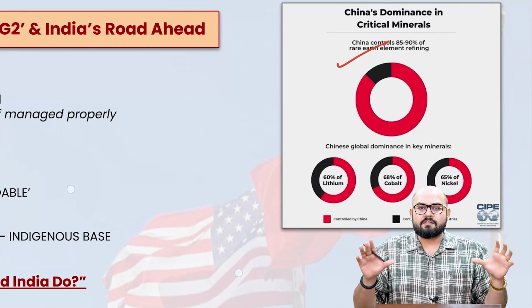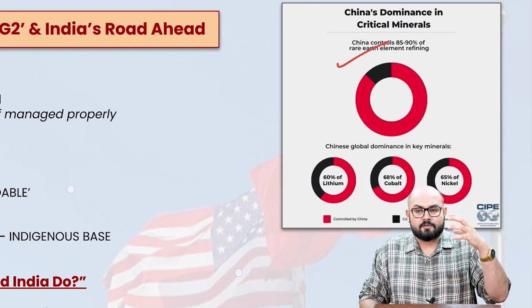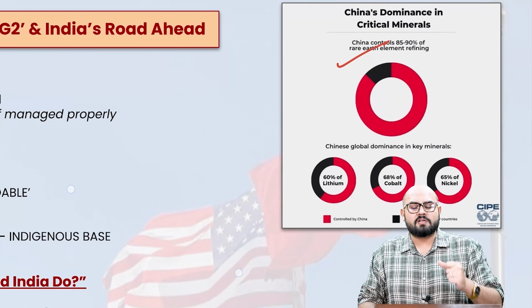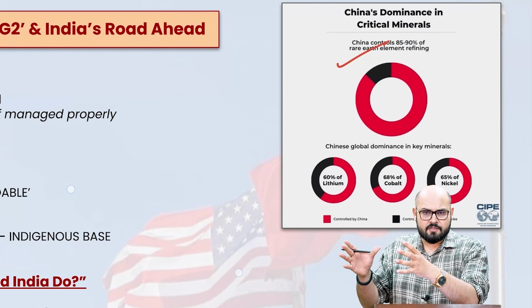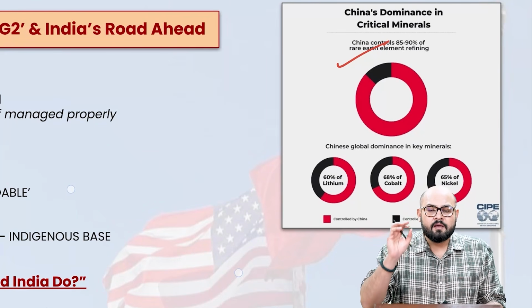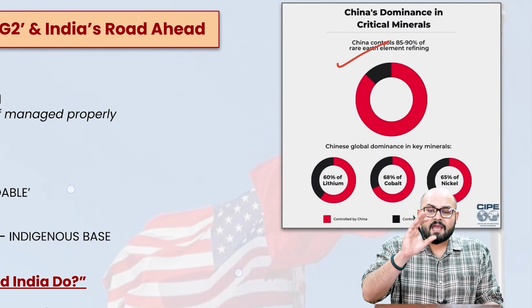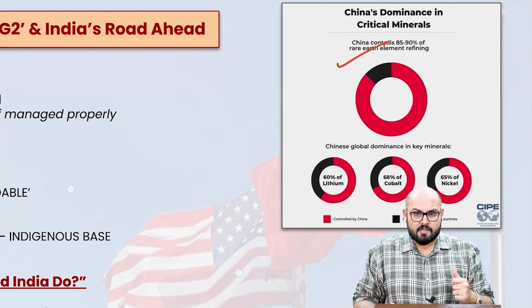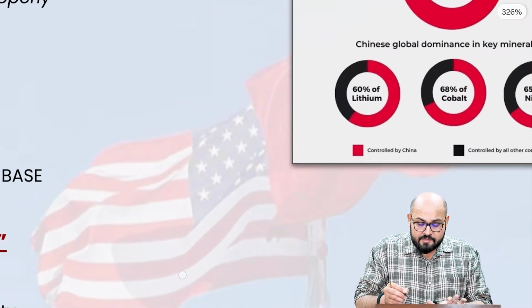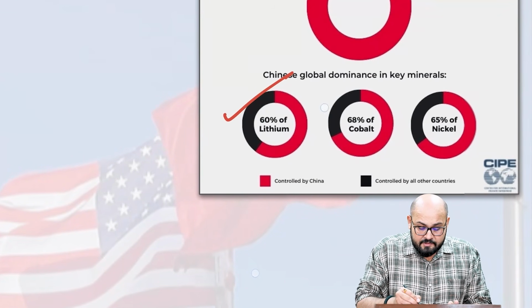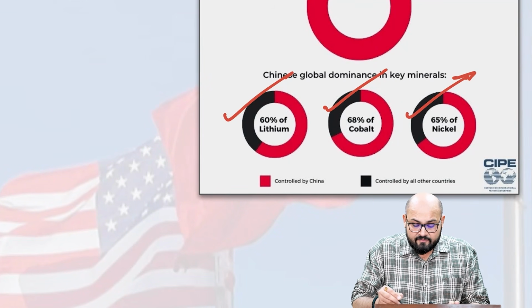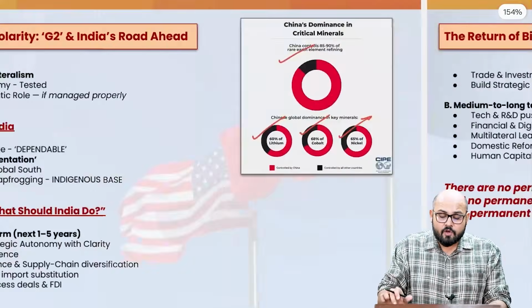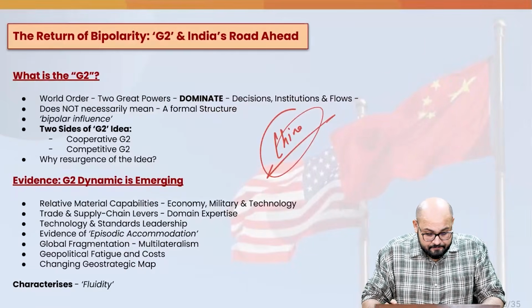All these things, or the developments which are taking place with respect to data centers, artificial intelligence or machine learning, the hardware which is used, every component requires these critical minerals. And China dominates when we talk about the refining aspect and also the processing aspect. That is what you'll have to understand. Almost 60% of the lithium, almost 68% of the cobalt, and almost 65% of the nickel. So this is the kind of dominance which China has, right?